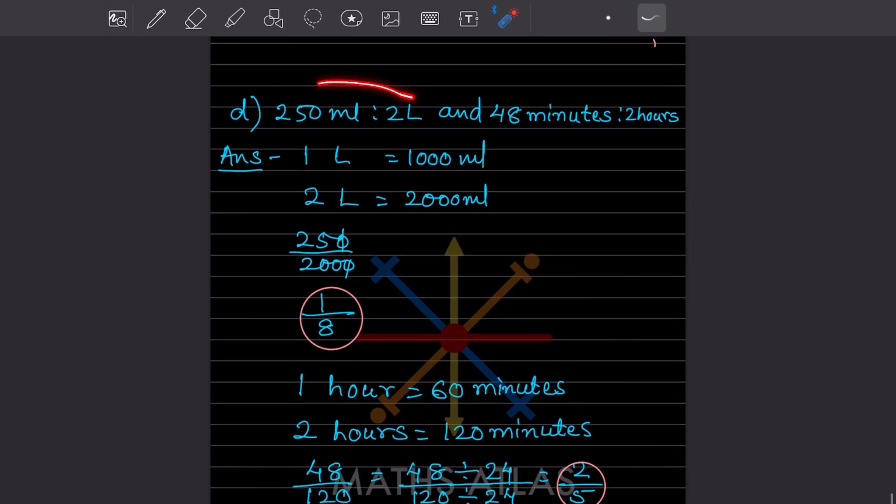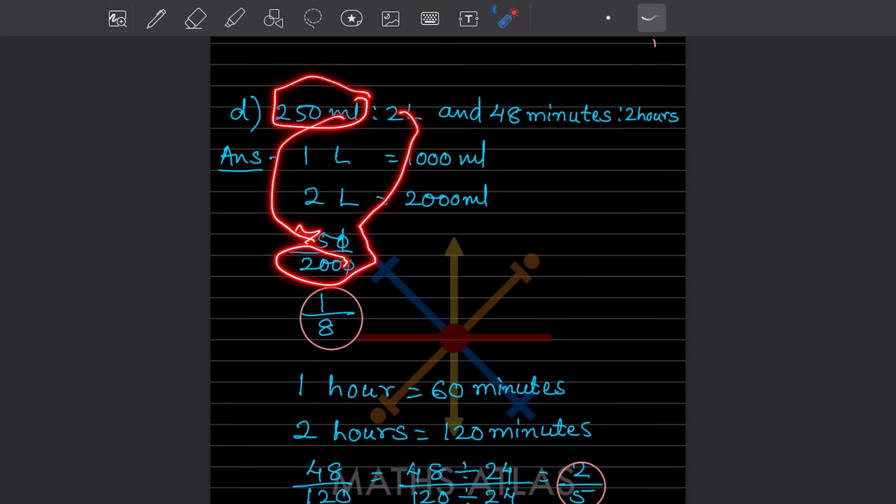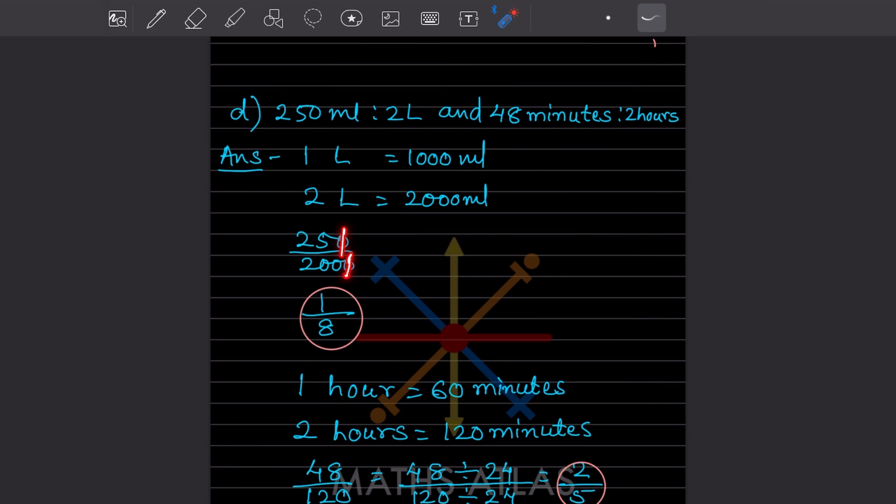Now look at here, milliliter and liter. So first we can make this milliliter. Let us make this also milliliter. So 1 liter is 1000 milliliter and this 2 liter is going to be 2000 milliliter. So here is 250 and this 2 liter is going to be 2000 milliliter. So when you cancel this 0, 25 ones are 25, 25 eights are 200. Again, if you don't know, you can just divide by 5 and see. If you don't know it directly, do it that way.